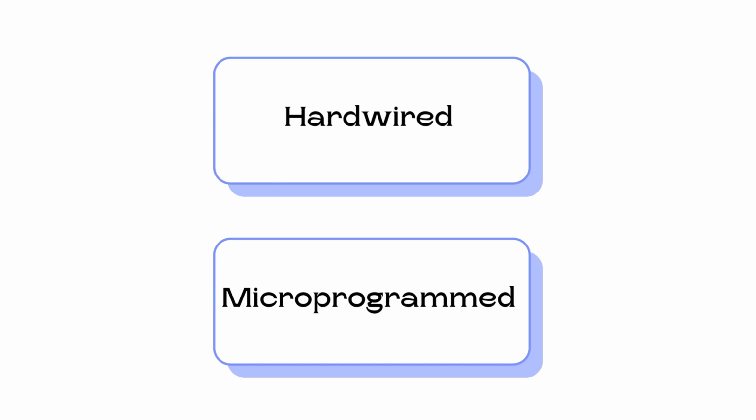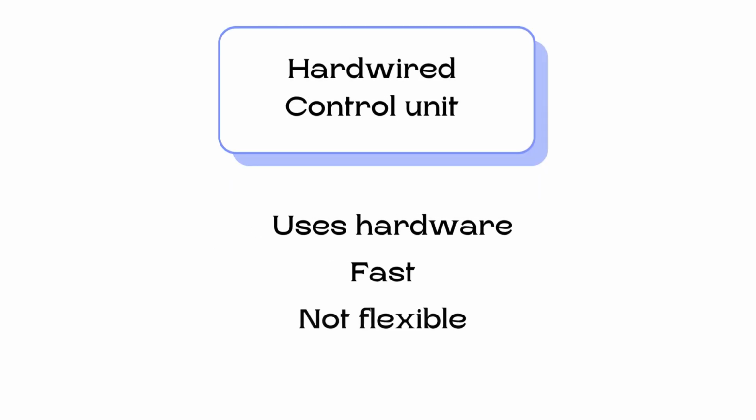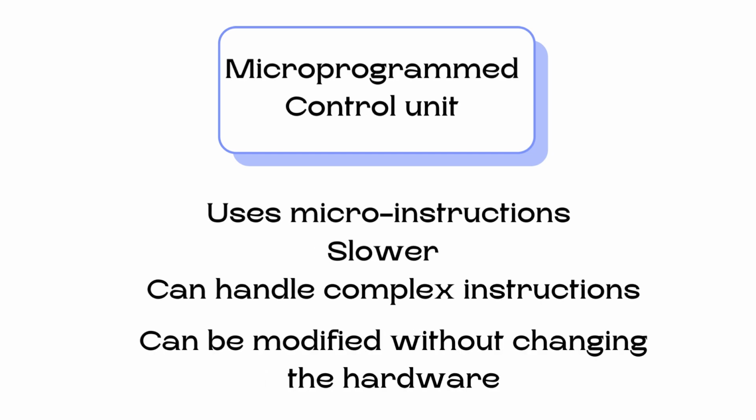There are two main types of control units: hardwired and microprogrammed. Hardwired control units implement control logic using hardware circuits, offering fast operation but limited flexibility. Microprogrammed control units use micro-instructions stored in control memory to implement control logic, providing greater flexibility and scalability at the cost of slightly slower operation and increased complexity.